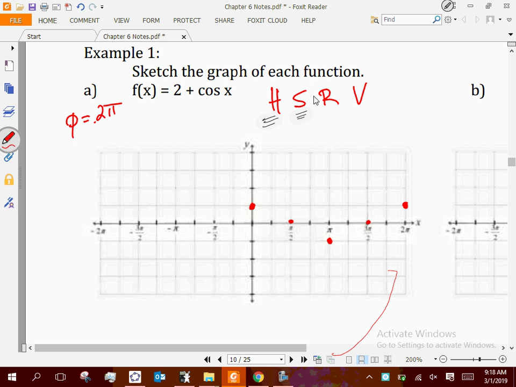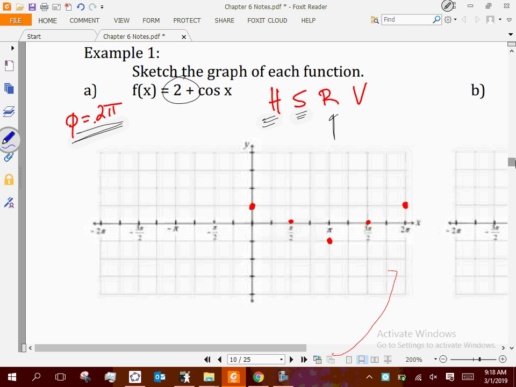In regards to a horizontal compression or stretch, we're probably going to take care of that mostly with the period equaling 2 pi. If my period was pi, it would have been taken care of with these parent function points, and I'll talk about that when we see an example. For a reflection, we're looking for a negative sign out in front of cosine or a negative sign out in front of the x, and we don't see that. So no reflection. We do, though, have a vertical shift, right? So things will be moved up 2 units.